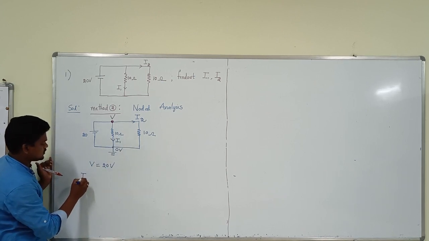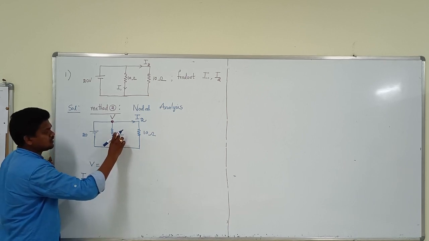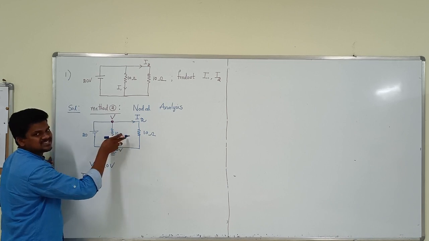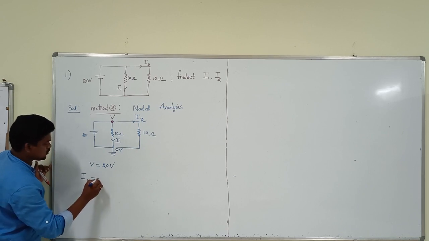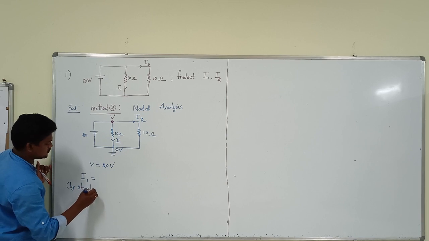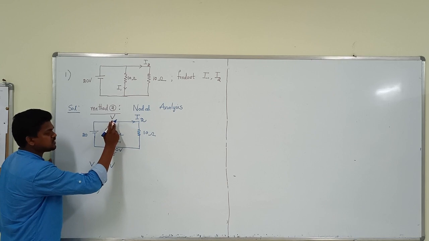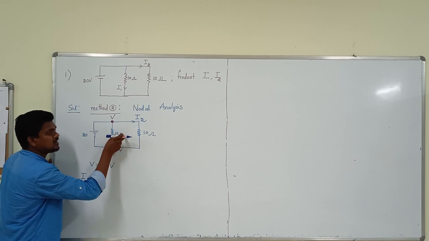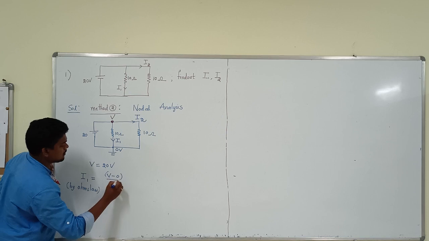So in order to get current I1, what is current I1? The voltage of the element divided by the resistance of the element, by Ohm's law. Current is voltage by resistance. Voltage means the potential difference between the 2 points. The first point is V, the second point is 0, and the element resistance is 10 ohms. So you can write it like this: (V minus 0) by 10 ohms.